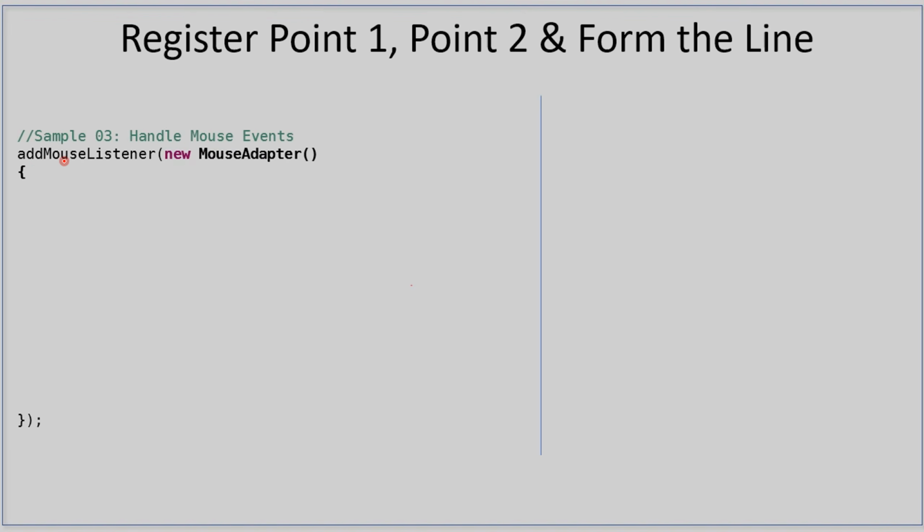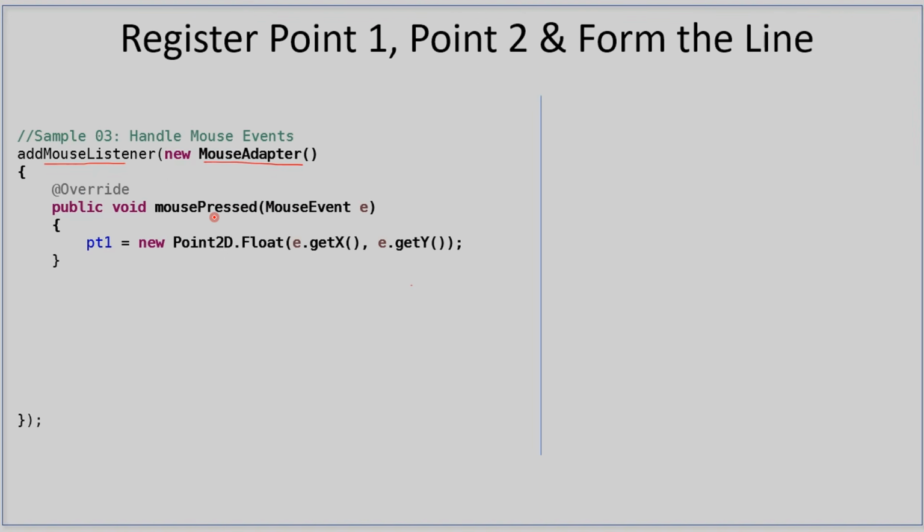Next, in the constructor itself, here we are registering the mouse listener: addMouseListener, and new MouseAdapter. Here this open curly brace is for the method called addMouseListener. It is called inside the JFrame, and instead of creating a new class and passing the instance of that new class, here we are creating an anonymous inner class. That means we are defining the class inside the method itself, new MouseAdapter. Then we are handling the mouse pressed event.